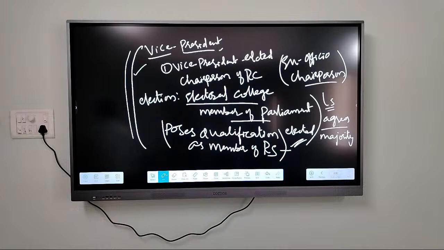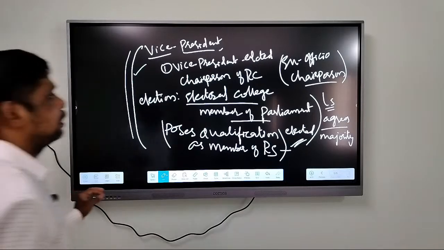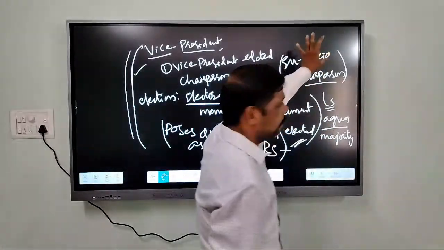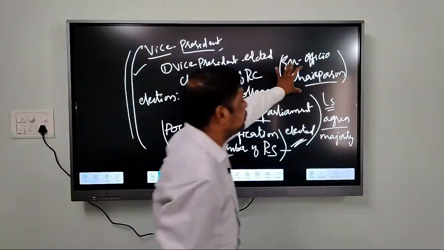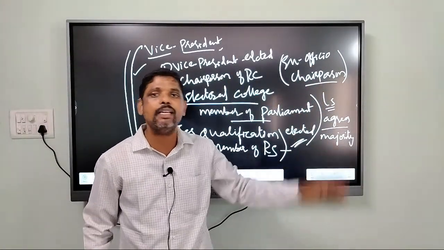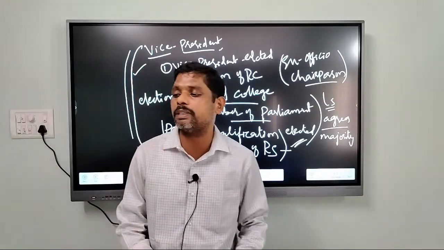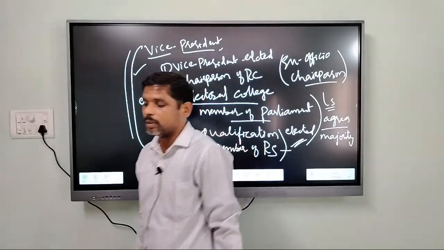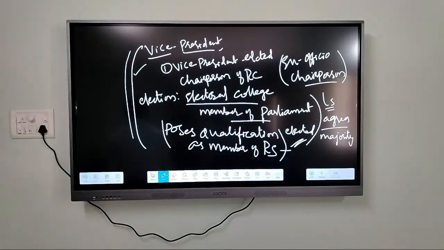Should we mean it as special majority or simple majority? When we use the word majority of the members, it means simple majority, that is, a simple majority of all the members present and voting. So the resolution requires a special majority in Rajya Sabha and a majority of the members present and voting in Lok Sabha, that is, a simple majority of all the members present and voting. So this is the process for removing the Vice President of India.